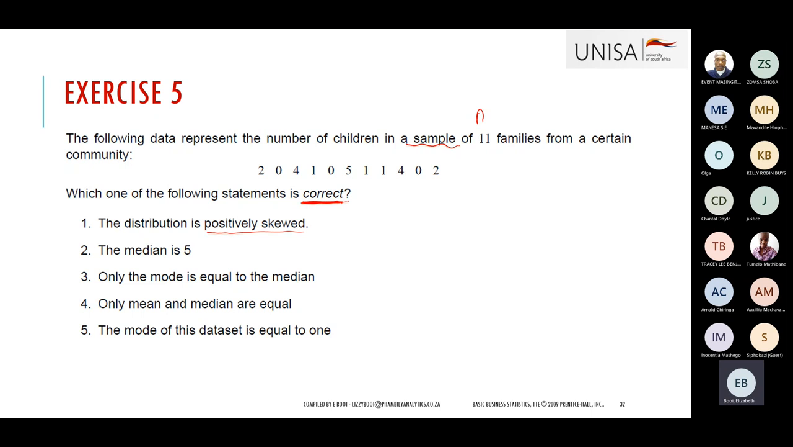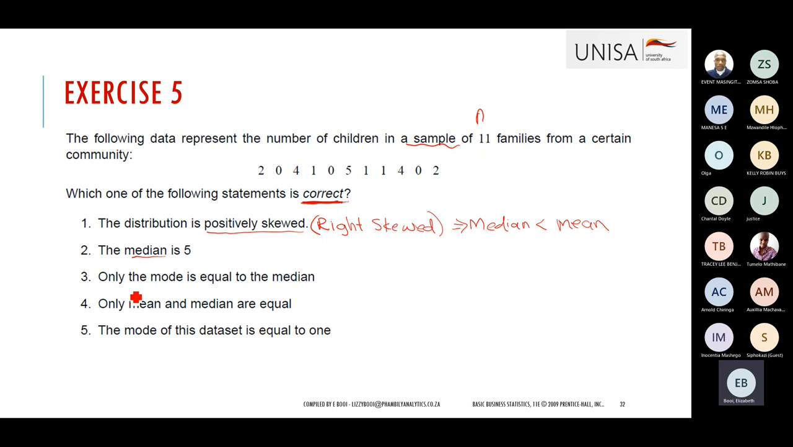For a positive skew, I didn't talk about that. When it's positive, the tail is to the right, to the positive values, so it's the same as saying right skewed. I hope you did write all those things. When it's right skewed, it means the median is less than the mean. So we need to calculate the mean and find the median.